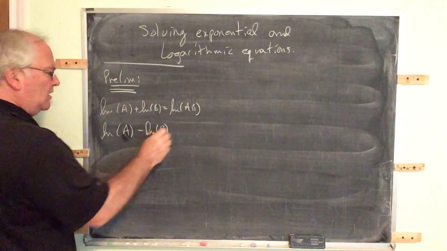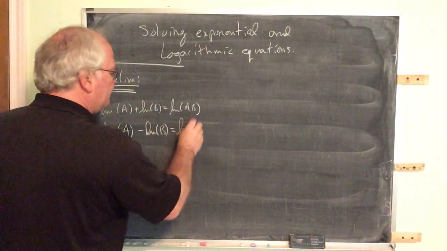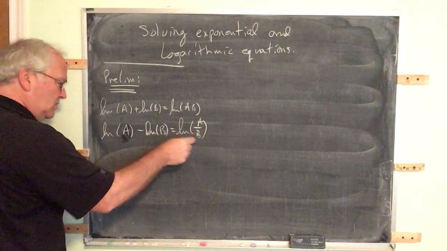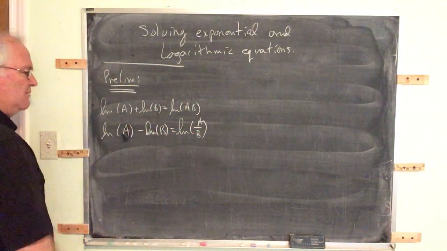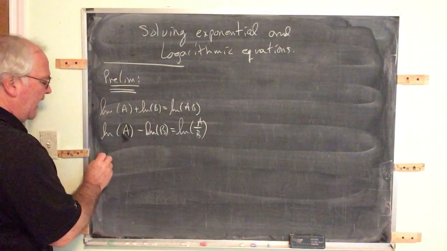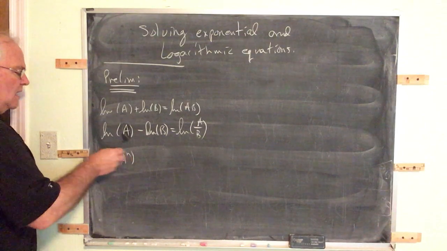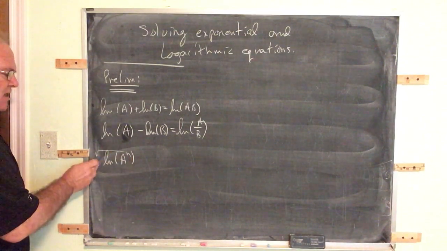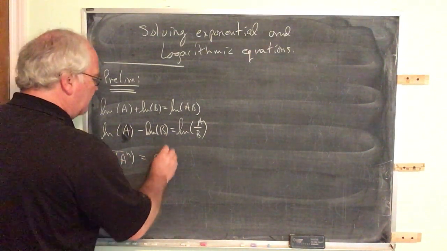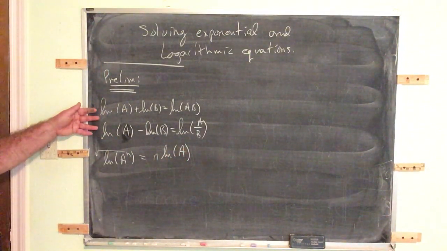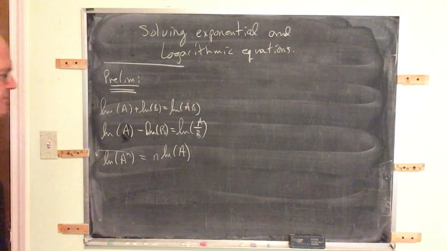And if you subtract the logarithms, it follows a similar pattern. This is A divided by B, so this allows you to combine two logarithms into one. That's going to come into play when we solve the equations. And then the third property allows you to move this exponent as a coefficient. So this is n times the natural log of A. Those are the preliminary pieces of information, the properties of logarithms.